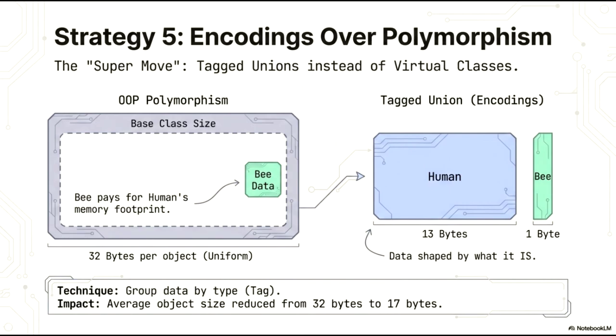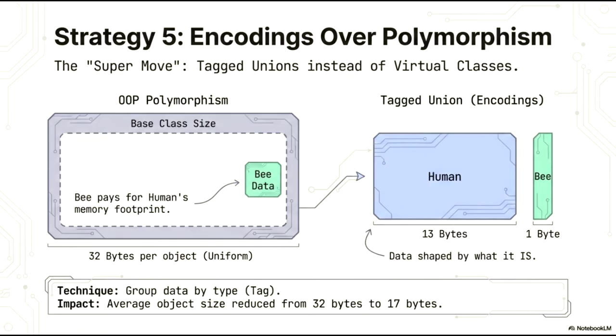Strategy 5 introduces a powerful optimization we call the super move, replacing virtual classes with tagged unions. In standard OOP polymorphism, objects are typically allocated a uniform memory block based on the largest class in the hierarchy. As shown on the left, even a small B object is forced into a 32-byte footprint to match the larger classes. This means smaller objects are essentially paying a tax for the memory requirements of larger ones, leading to significant wasted space.